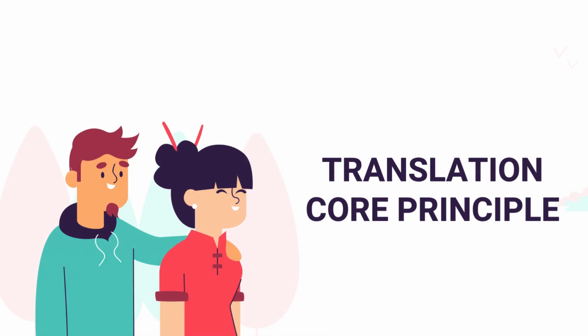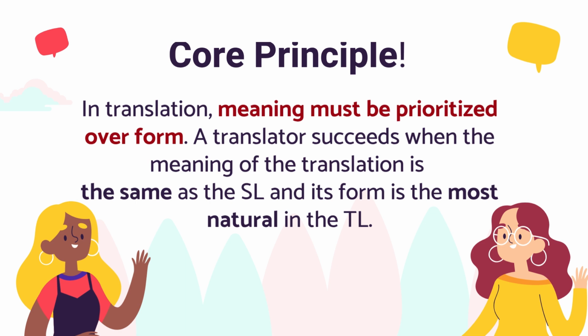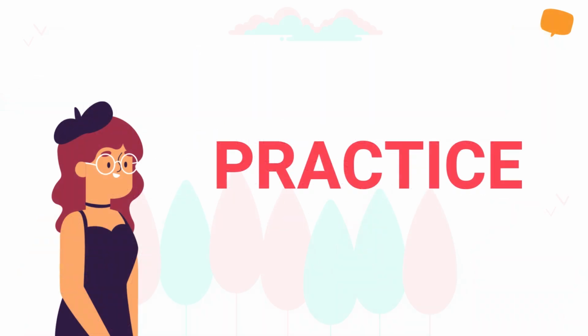This brings us to the core principle. In translation, meaning must be prioritized over form. A translator succeeds when the meaning is the same as the source language, and its form is the most natural in the target language. Let's test this principle with a quick practice.